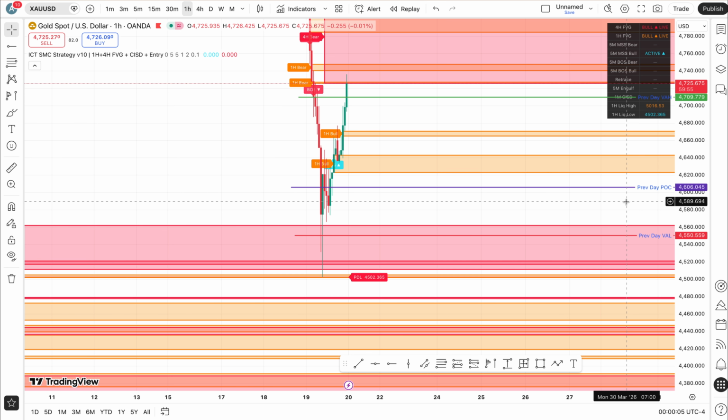So if price holds above this 4,500 level, it increases the chance of a retracement, and you can see that the market is actually retracing. But if the price breaks below this, it signals a continuation lower.